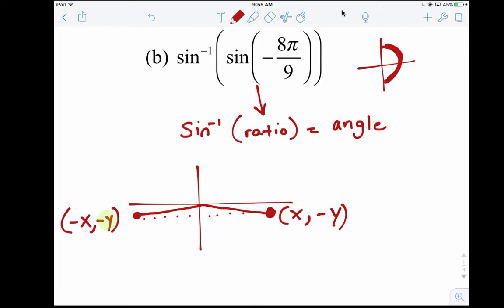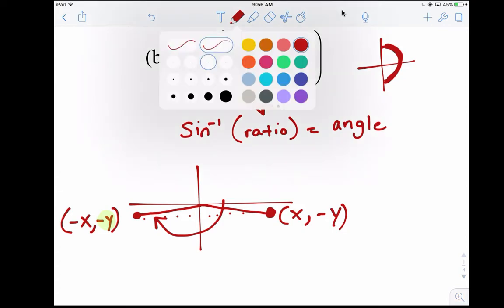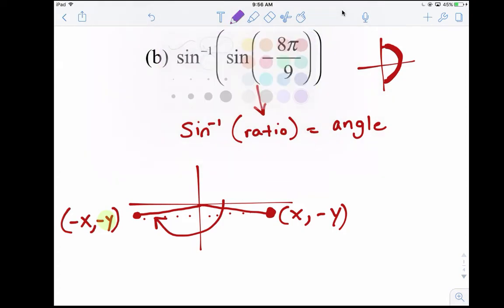Okay, so if you look at this, that's negative 8 pi over 9, which is 1 pi over 9 away from the x-axis. Okay, so that means that this angle here is also going to be 1 pi over 9 away from the axis. Okay, and since we're going down, it's going to be negative. Okay, so what that means is negative 8 pi over 9 and negative pi over 9 both have the same y term.